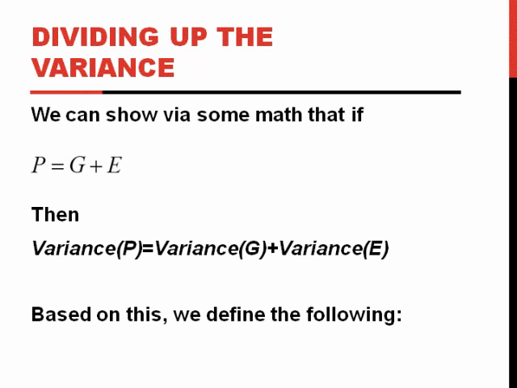Now, we're back to this question of nature versus nurture. You can do some math, and you can show that if you say the phenotype is equal to the genotype effect plus the environmental effect, then the variance of the phenotype simply turns out to be the variance of the genotypic part plus the variance of the environmental part. And then based on that, we define something called the heritability.